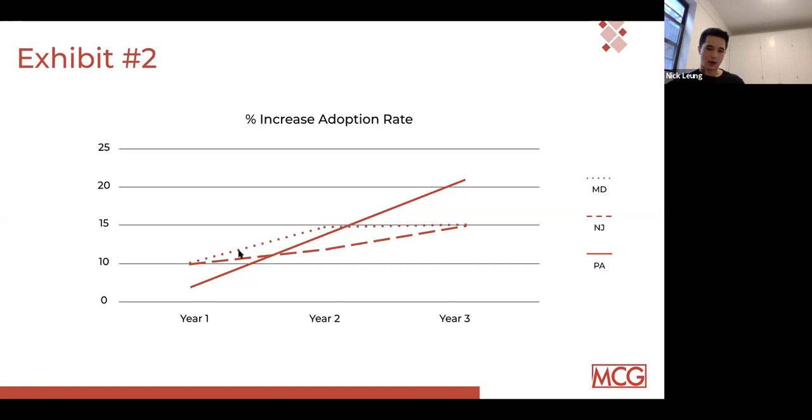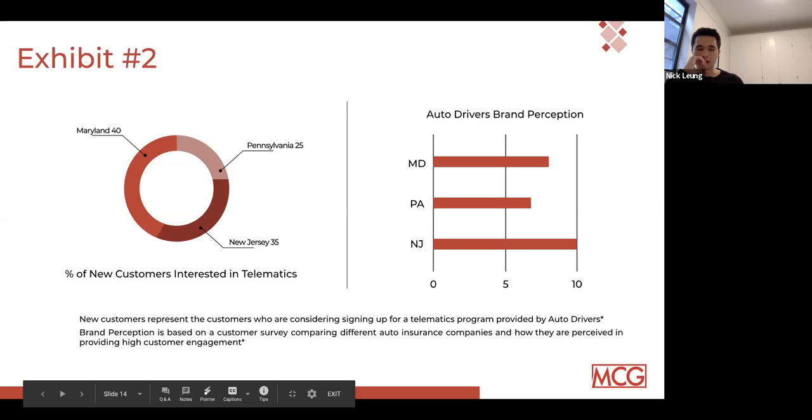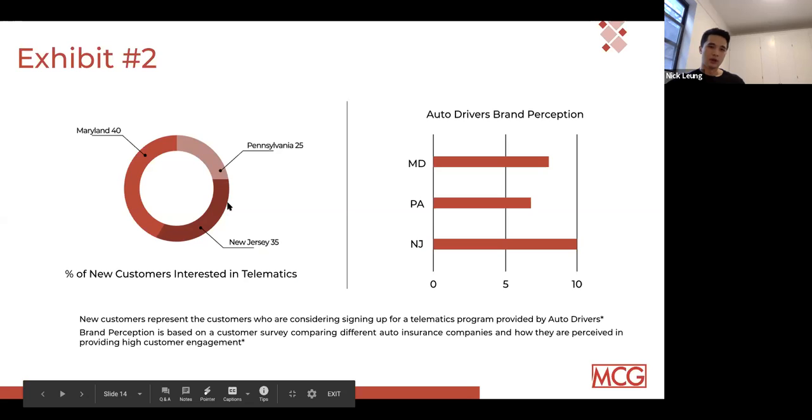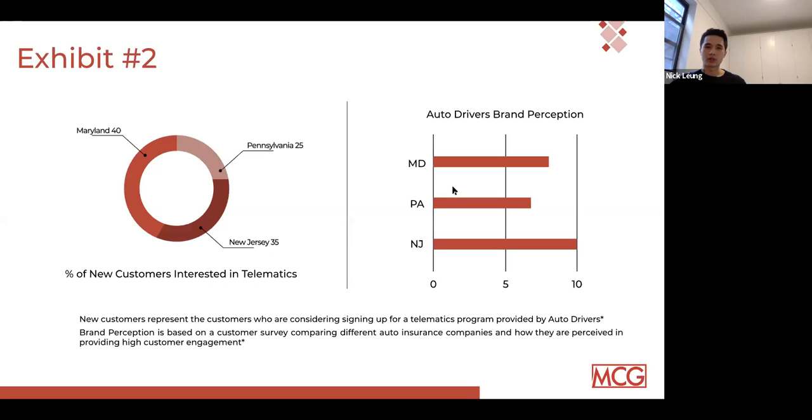So what I would say, and this is what the answer in the case is, is that Pennsylvania represents the best opportunity. One, even though Pennsylvania has a low percent of new customers interested in telematics, it seems to have the highest percent increase in adoption rate over the projected 3 years in our graph. And two, it answers the question of auto drivers' desire to occupy a state where they have low brand perception, because it has the lowest out of the other two states.